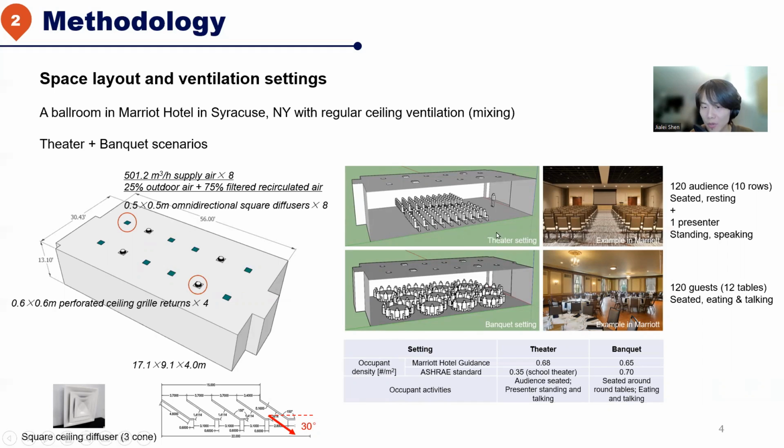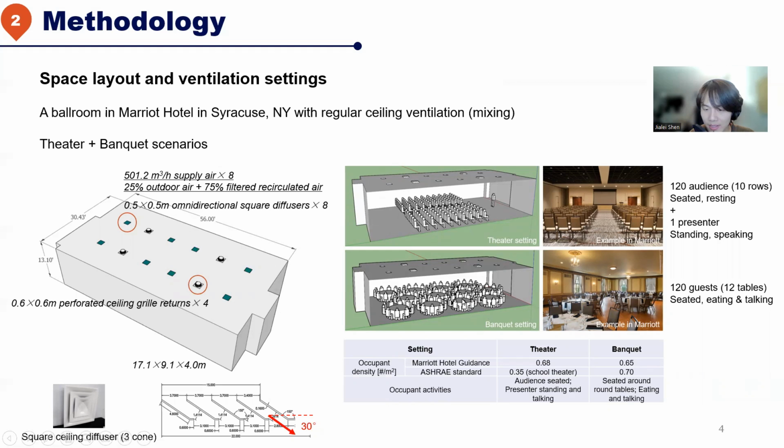One is the theater scenario, which has multiple audience members sitting in the space, and one presenter presenting in front of the audience. In this study, we assume there are 120 audience members sitting in 10 rows. For each row, there are 12 people. And there's one presenter standing in front of the audience.